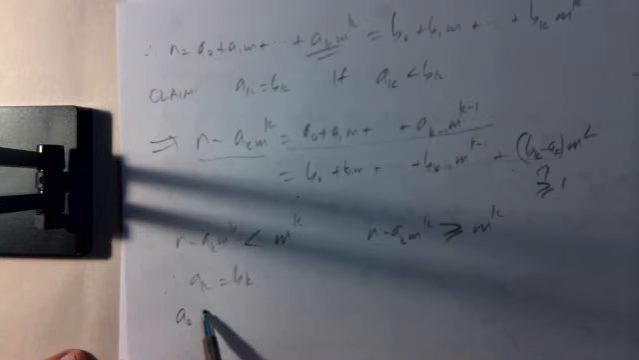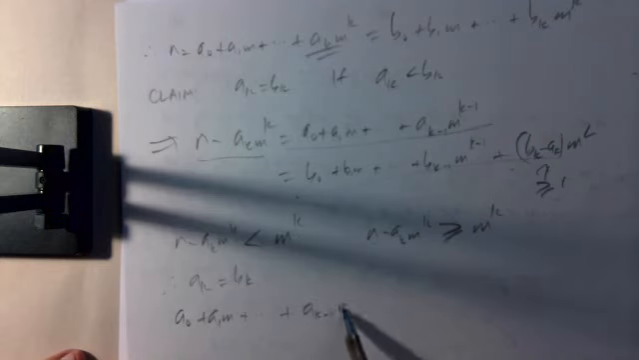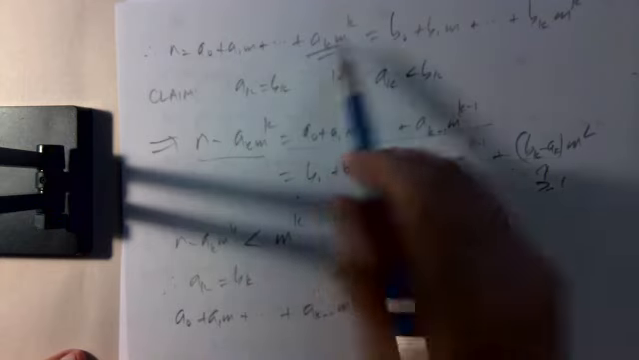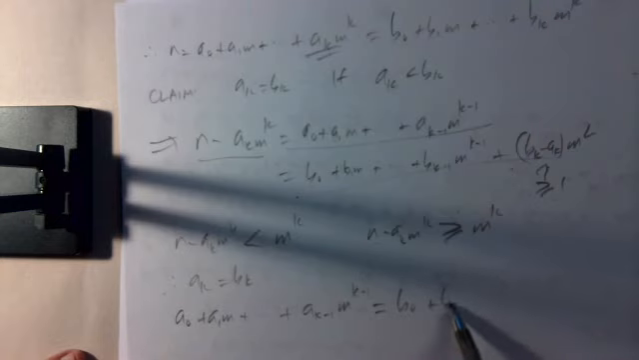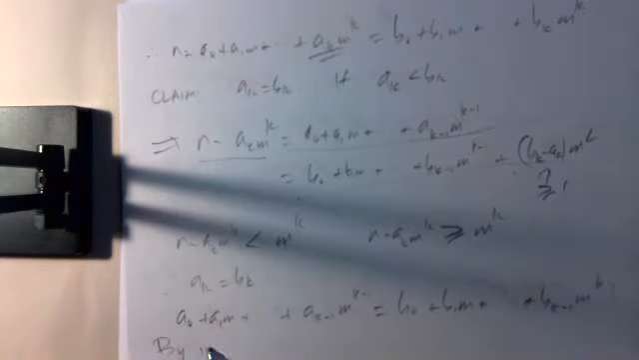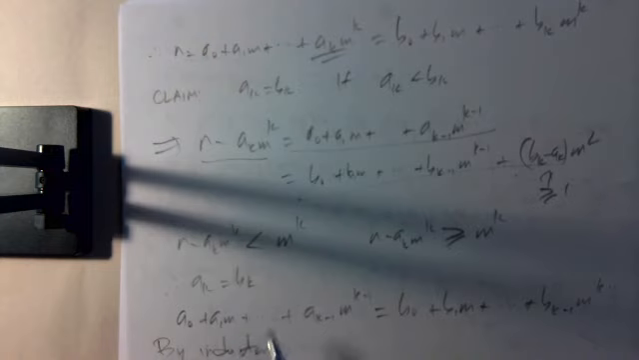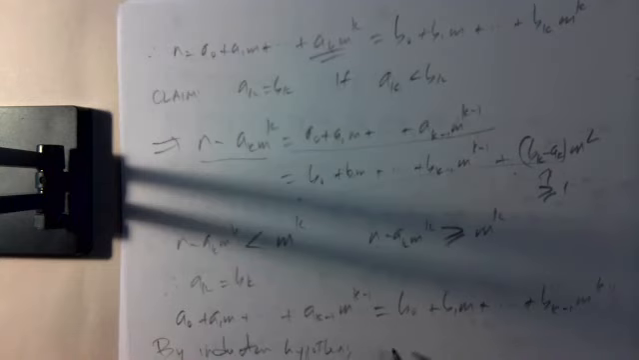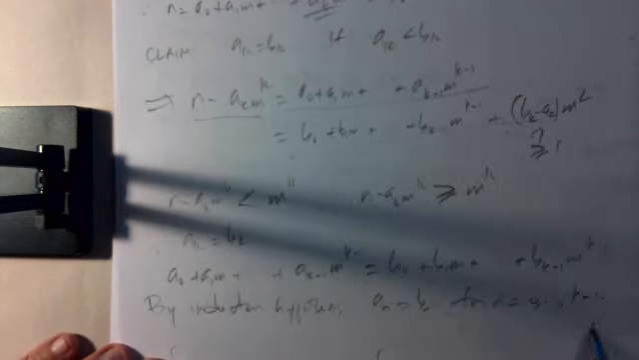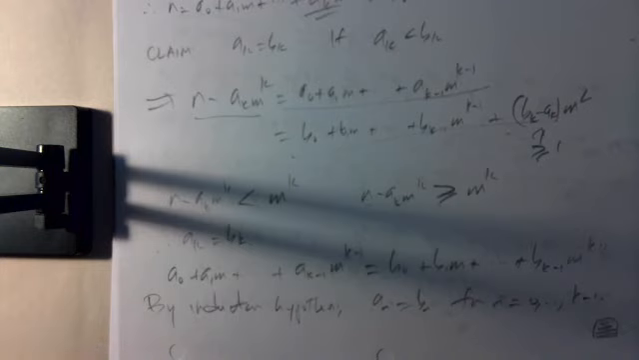So that says that A0 plus A1 M up to A sub K minus one M to the K minus one, I can just cancel this term from both sides, is B0 plus B1 M up to B sub K minus 1 M to the K minus 1. And now the induction hypothesis falls in. By the induction hypothesis, A_I equals B_I for I going from 0 up to K minus 1. And that's the proof.